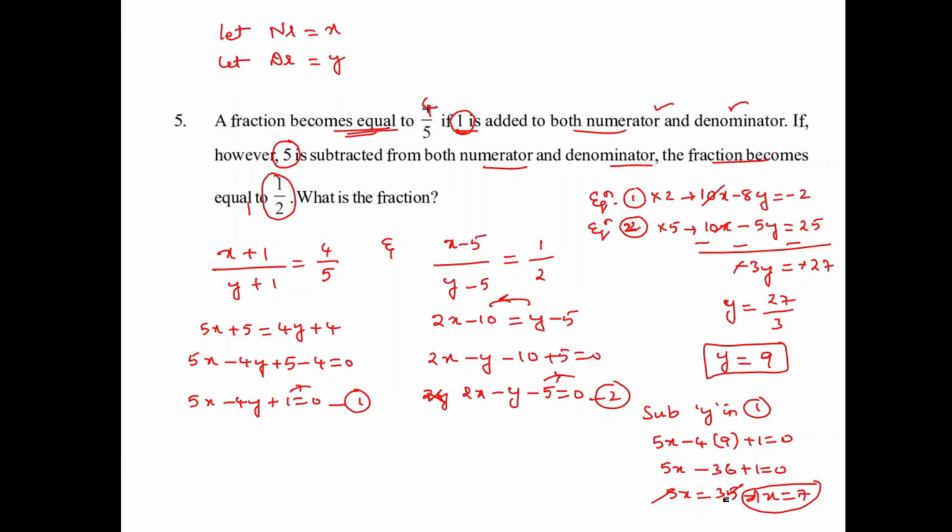Now the sum is over. He's asking us for the fraction. What could the fraction be here? We assumed the numerator as x and the denominator as y. The x value came out to be 7 and the denominator value came out to be 9. So 7 by 9 is your required fraction to solve this sum. Hope this is clear to everyone and there's no doubt about it, right?